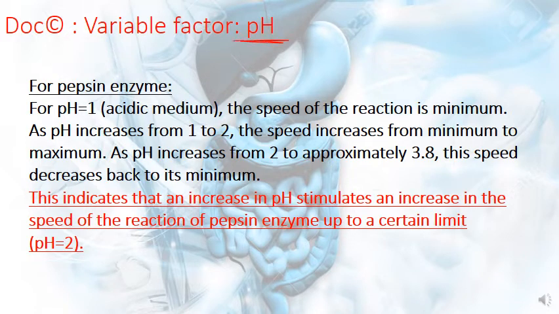pH medium. So for the pepsin, when the pH was 1, acidic, the speed was minimum. As it increases from 1 to 2, the speed increases from the minimum to the maximum. While as it increases from 2 to approximately 3.8, the speed decreases back to the minimum. This indicates that an increase in the pH stimulates an increase in the speed of the reaction, but up to a certain limit. In this case, pH equal to 2 was the best.